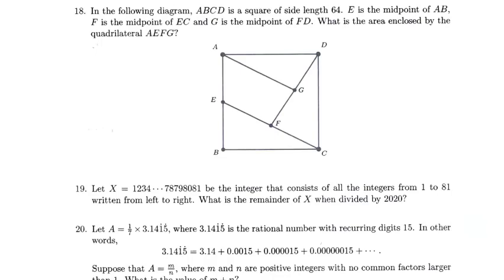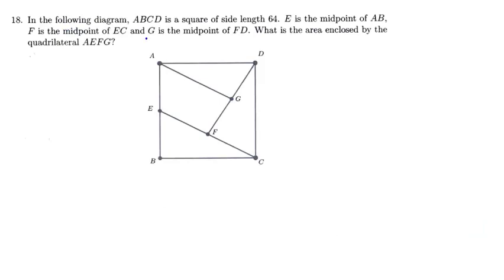SMO 2020 Junior Section First Round, problem number 18. In the following diagram, ABCD is a square of side length 64. Okay, so the length is 64. You can write here because it's a square. E is the midpoint of AB, so it is 32. 32. F is the midpoint of EC. Okay, so these two things are equal. And what is the area enclosed by the quadrilateral AEFG?